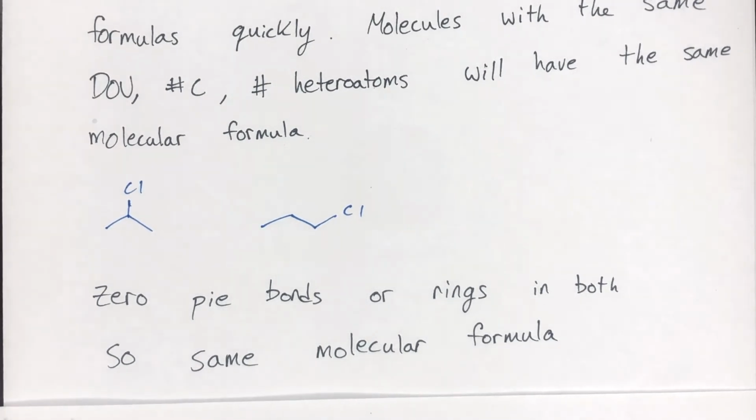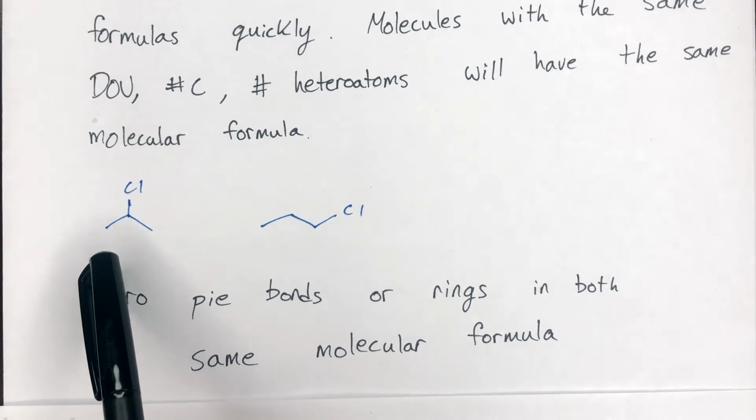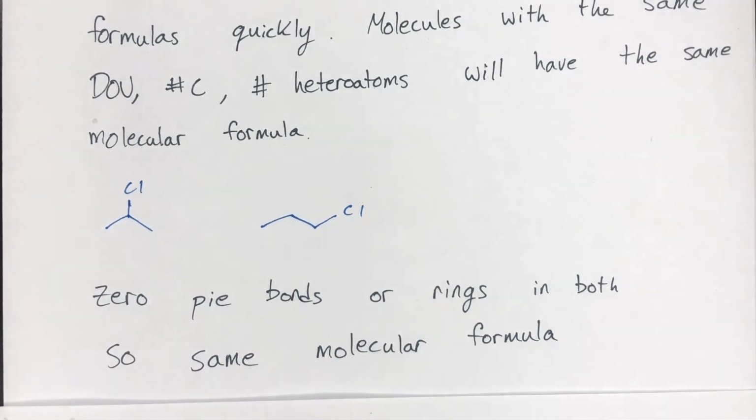And as I mentioned, it's the pi bonds and the rings that count as degrees of unsaturation. So here we only have sigma bonds, single bonds, no rings. So we have 0 pi bonds, 0 rings. So the degrees of unsaturation are the same. Then using the brute force method before, we've already counted the carbons are the same. There's 3 carbons and 1 chlorine in both of them. So therefore, the degrees of unsaturation are the same, number of carbons are the same, number of heteroatoms are the same. Therefore, it's the same molecular formula without having to count all of the hydrogens.